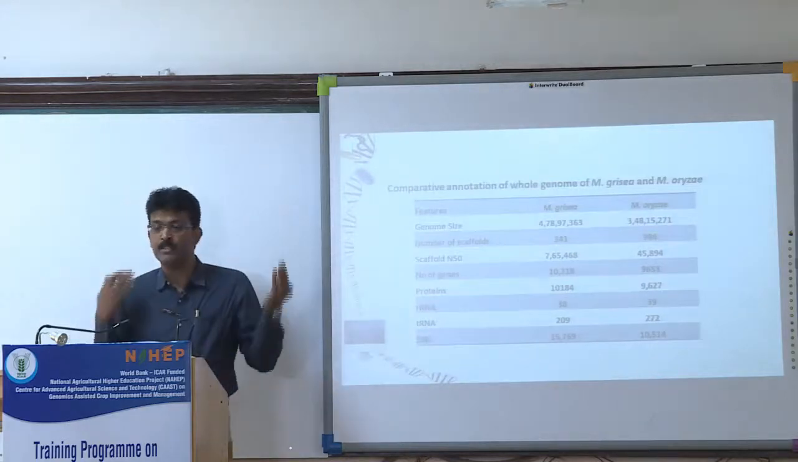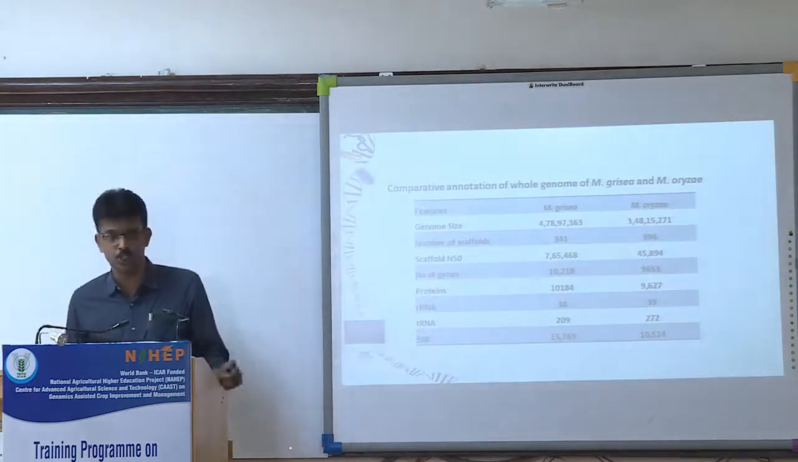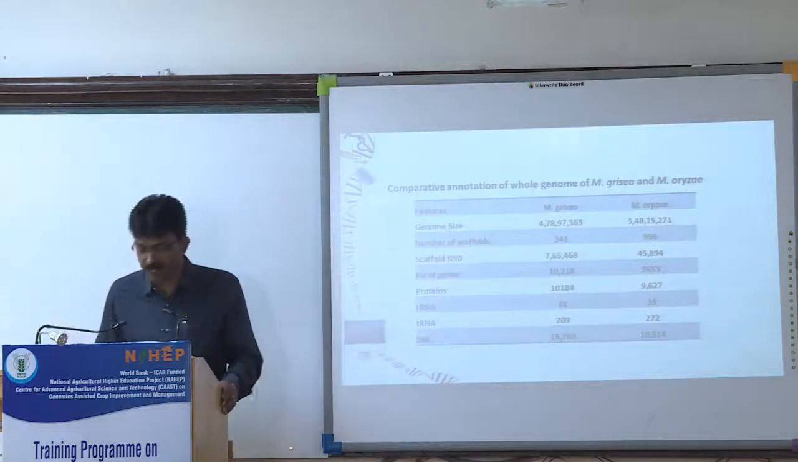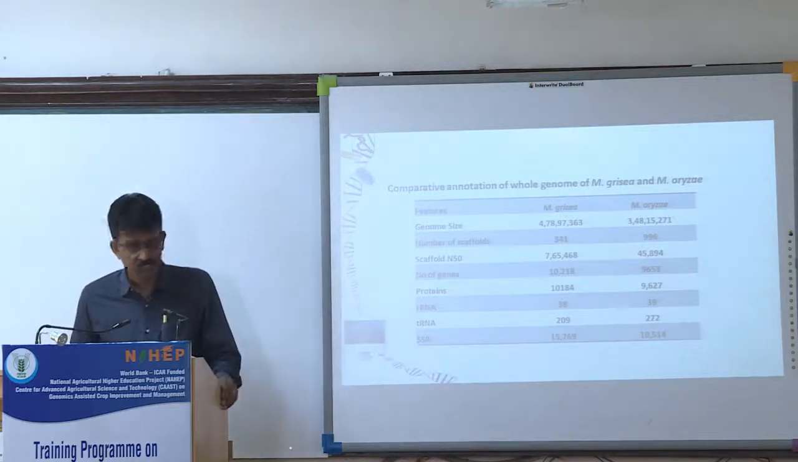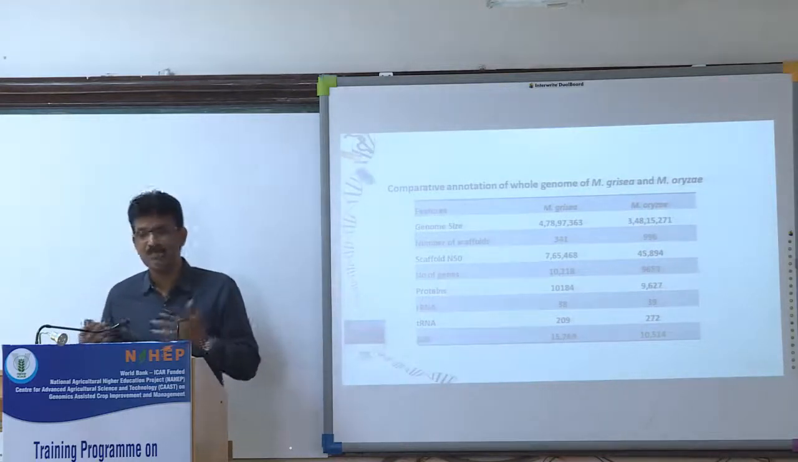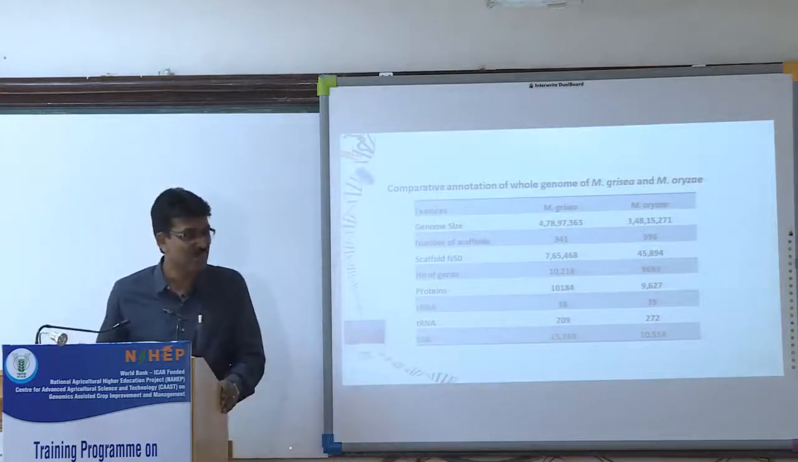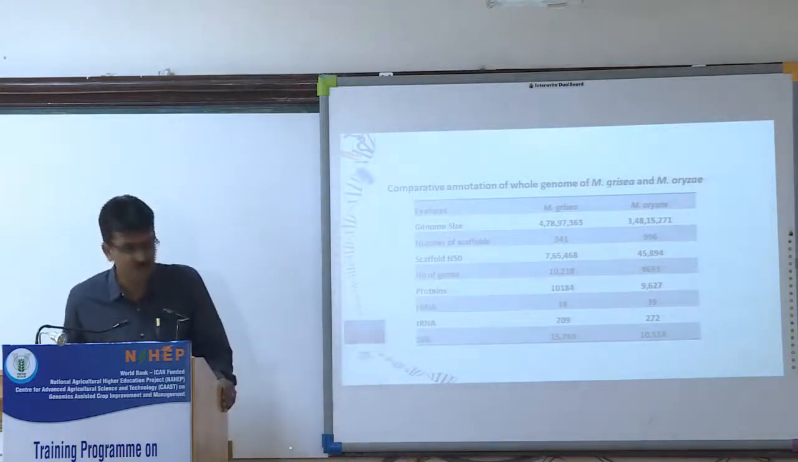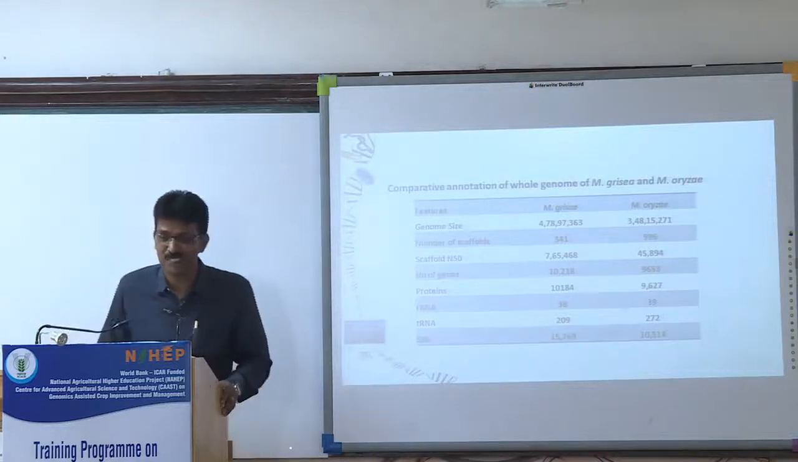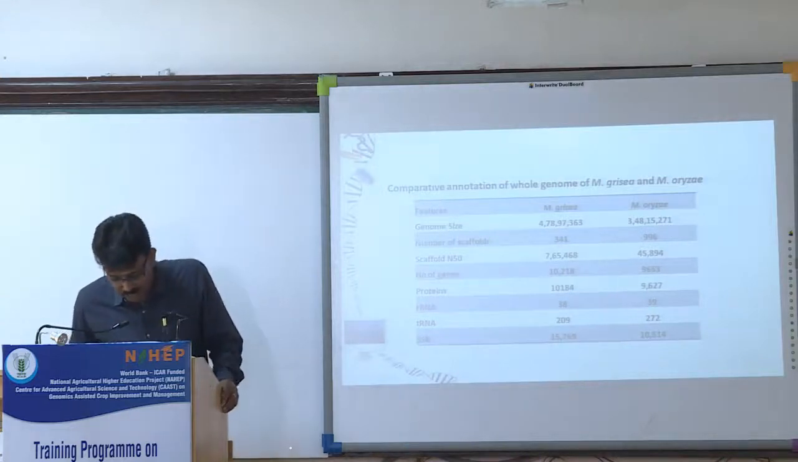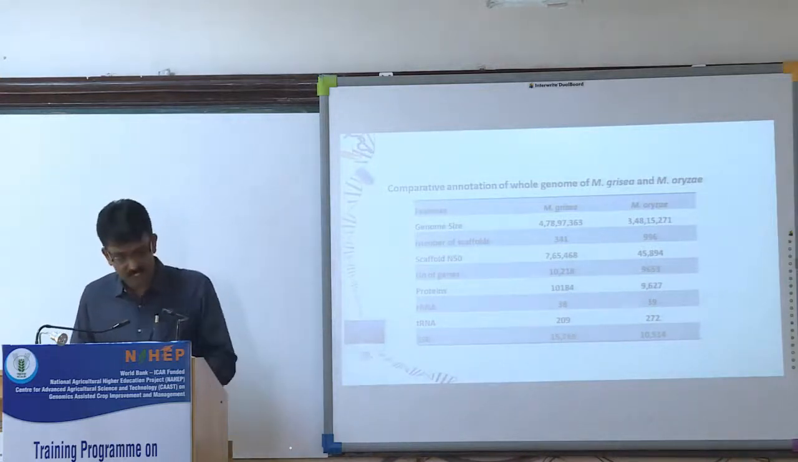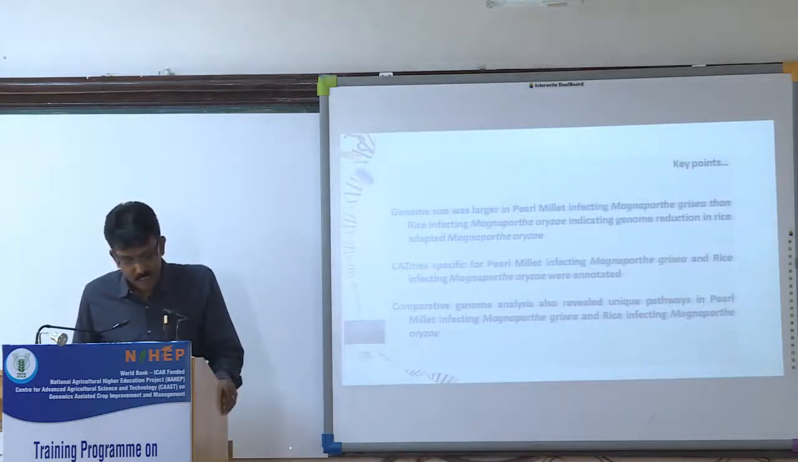This is a comparative statement between these two genomes, one infecting rice and another one infecting pale millet, which I already highlighted here in the previous slide. So, the take home message is the rice infecting Magnaporthe genome is smaller than the pale millet infecting Magnaporthe genome, right. One is around 35 MB and another one is 48 MB roughly. Some of the statistics are already highlighted here. Yeah, this is the key point which I already highlighted here, right.